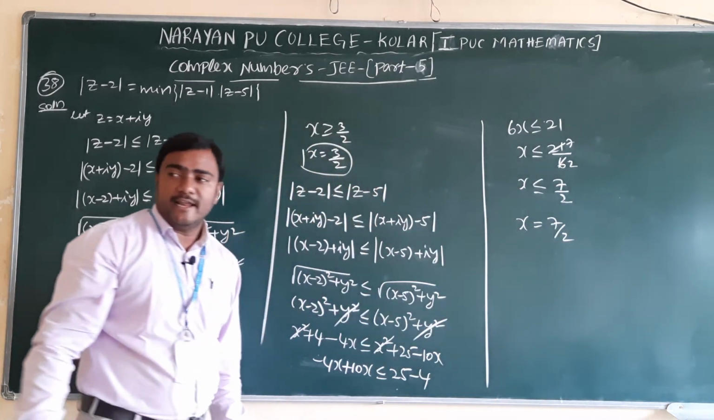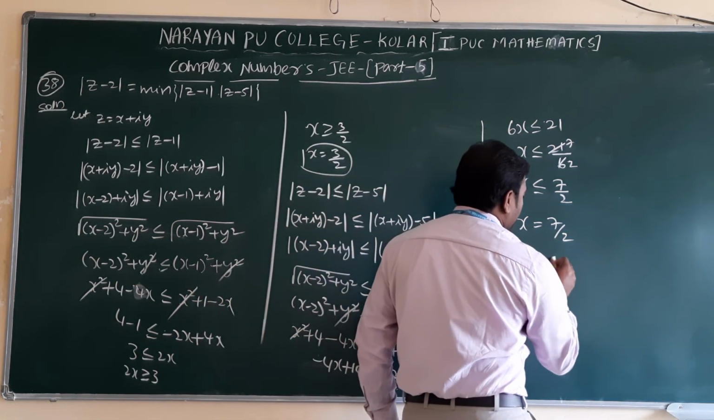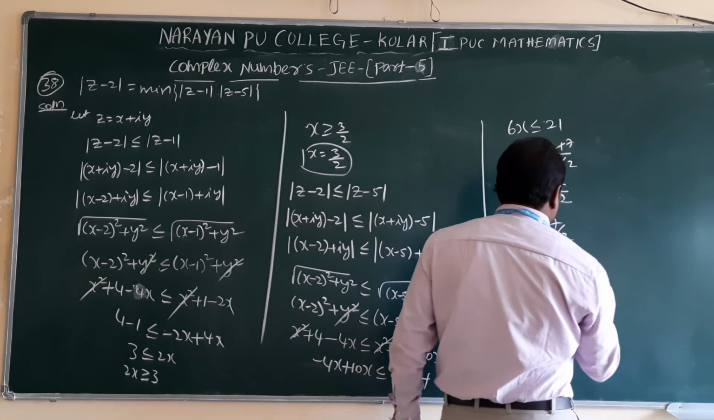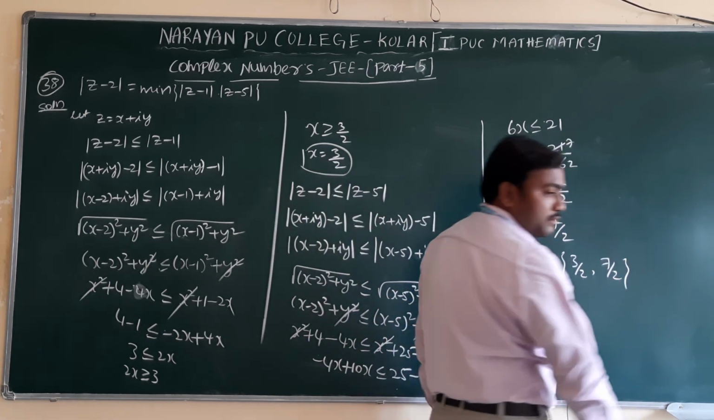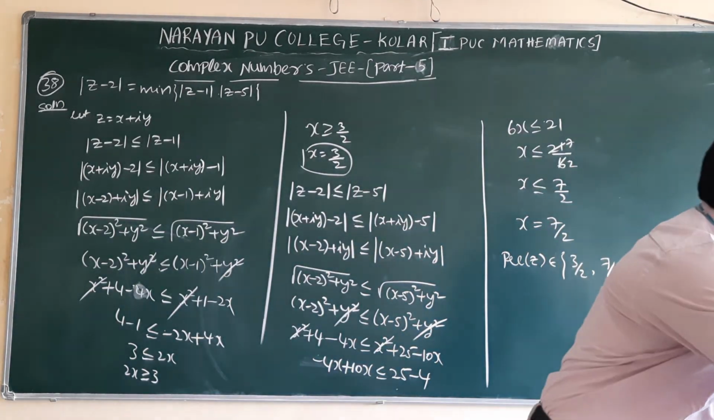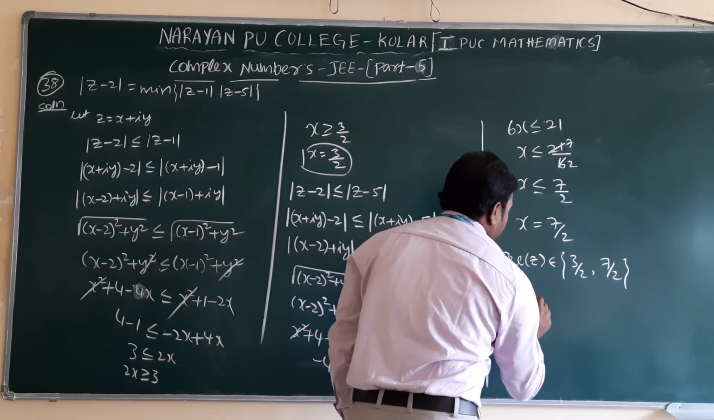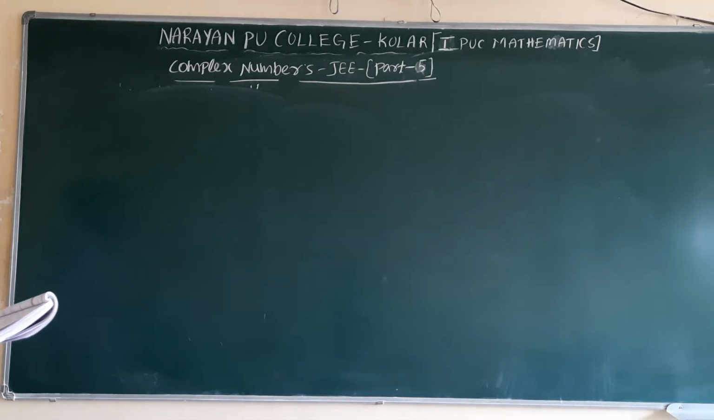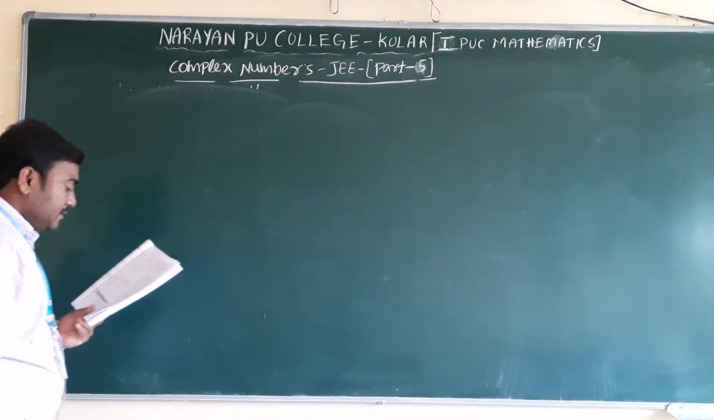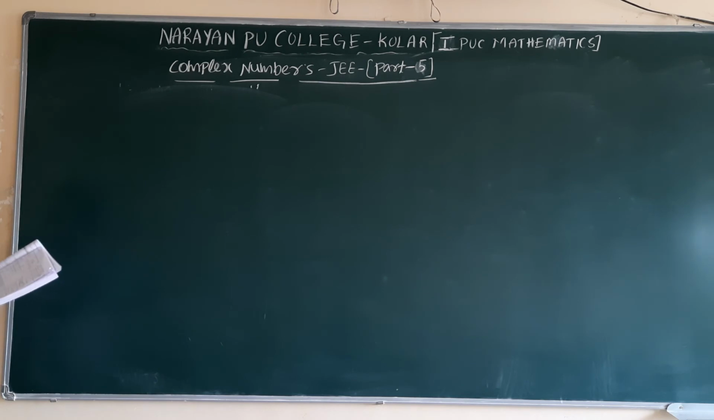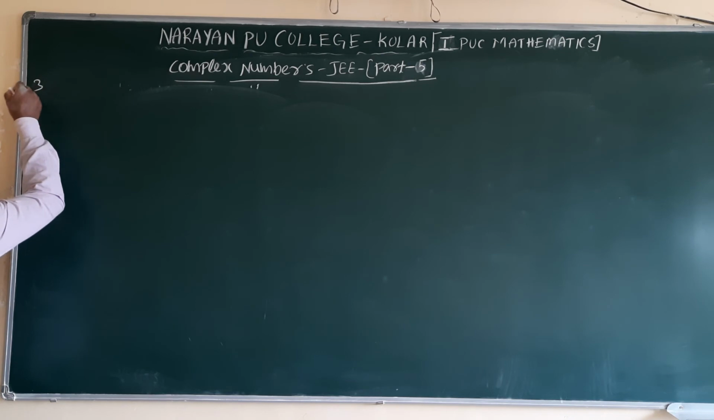Then x is the real part of z, so the real part of z belongs to the value 3 by 2 comma 7 by 2. But here option C is the correct option. Option C is correct. Next, question number 39. Let z and omega be two complex numbers such that modulus of, here question number 39.